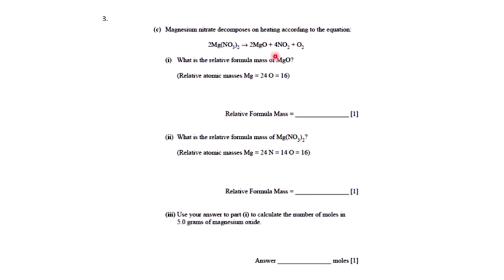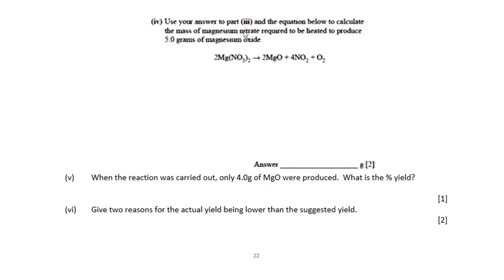Quite often at the start, they'll give you the formula, or the balanced formula equation. The balanced formula is an equation, so you can get your ratios from it. They'll ask you to work out the RFMs. They'll ask you to work out a number of moles. They'll then ask you to use your answer and work out masses. So you'll have to scale across using the ratios and work out the number of moles. And sometimes they'll ask you for percentage yields and the reasons why.